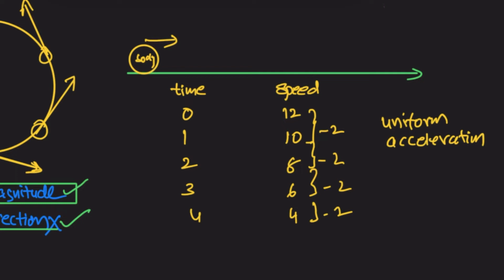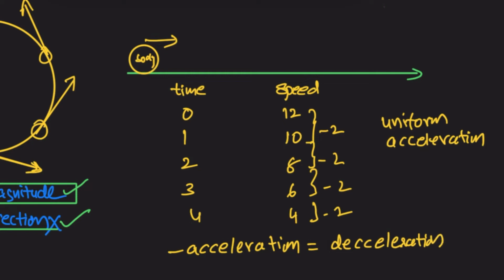So what is the acceleration here? -2. Minus acceleration is also called deceleration. So here the body is moving with a deceleration. What is the deceleration here? 2 meters per second square.